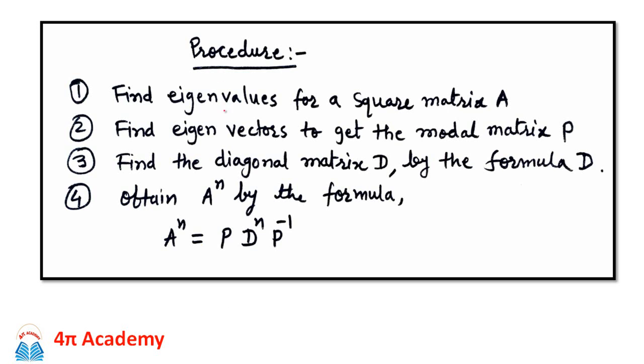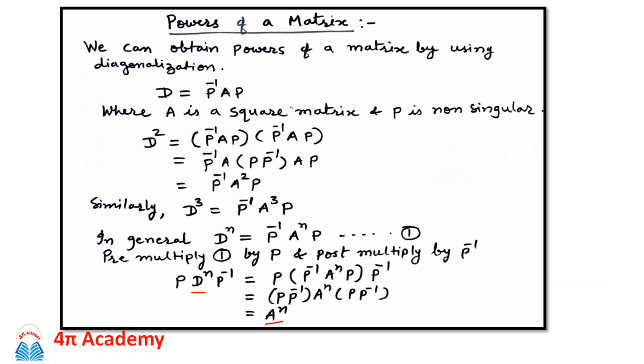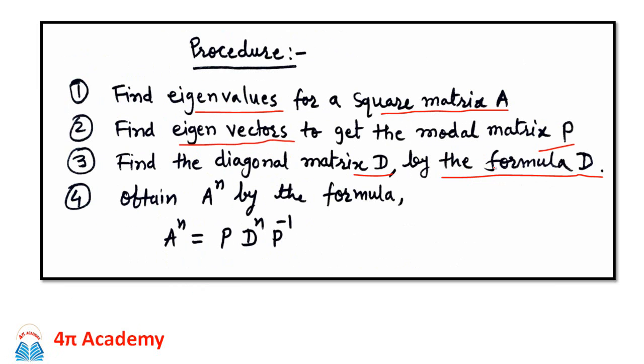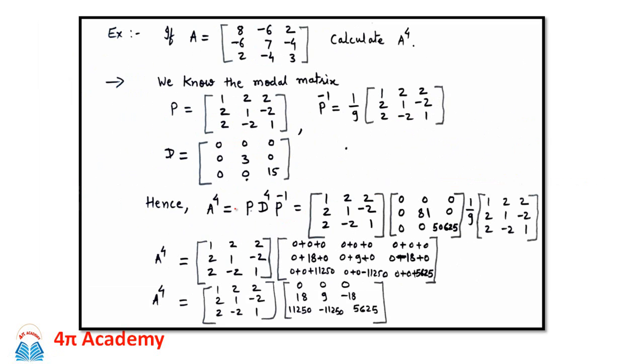So let us look at the procedure once again. First you need to find the eigenvalues for a square matrix A. Then you have to find the eigenvectors to get the modal matrix P. Then you need to find the diagonal matrix, which is D, by the formula D is equal to P inverse AP. So by this formula you need to find out the diagonal matrix, and then you need to obtain A raised to N by the formula, which is A raised to N is equal to P into D raised to N into P inverse. So let us again take the same example which we have discussed earlier.